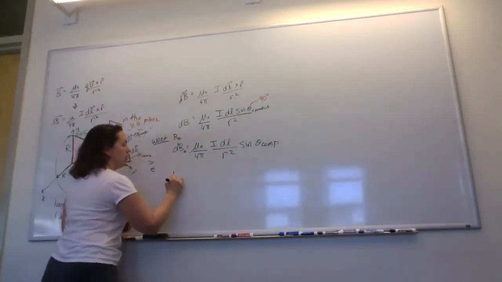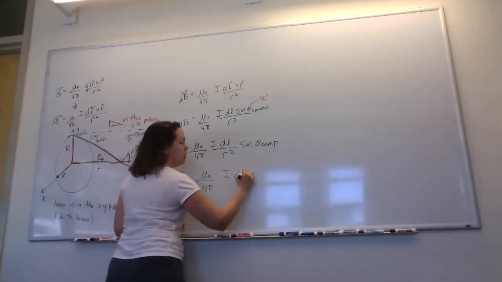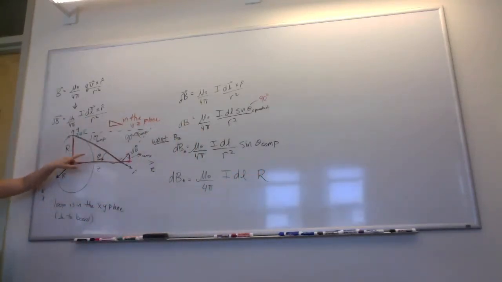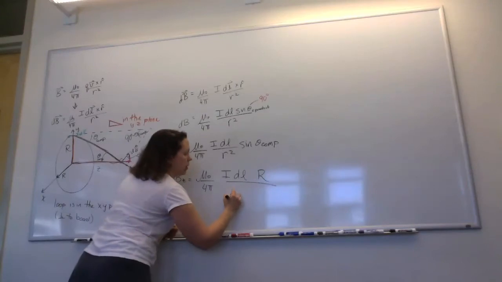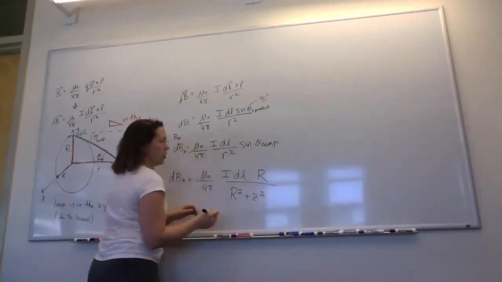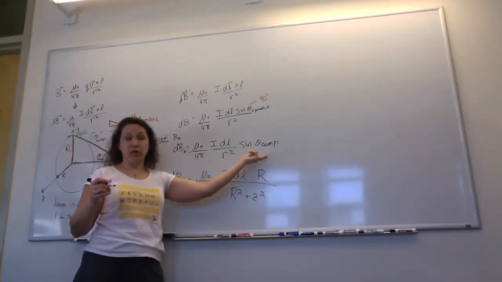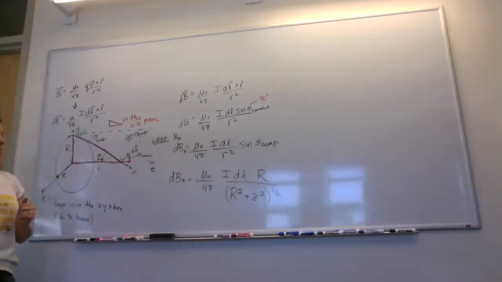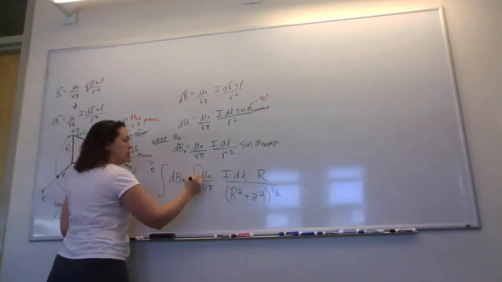So what we end up having is dBz is equal to mu naught over 4 pi times I dl, and now I've got capital R, because I'm using the sine of this one, capital R over the hypotenuse, r squared plus z squared. I've got it squared here, plus the hypotenuse from the sine. All of that together gives me the 3/2. And then what I need to do is integrate.